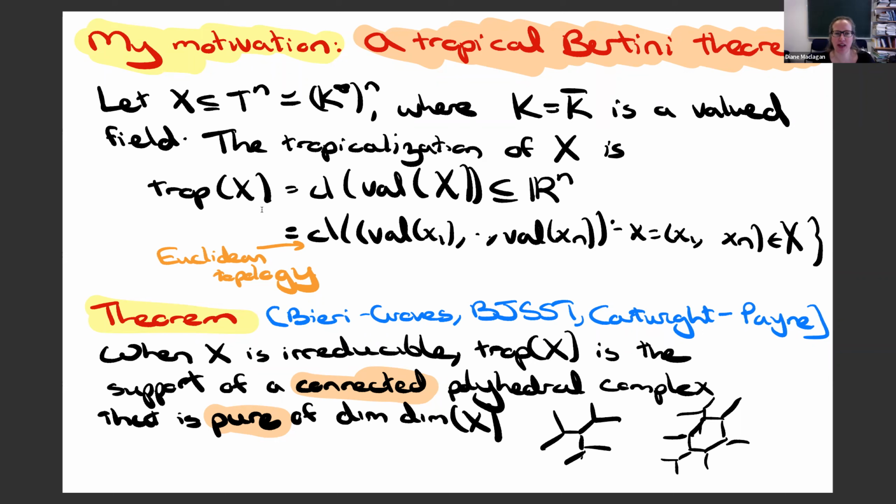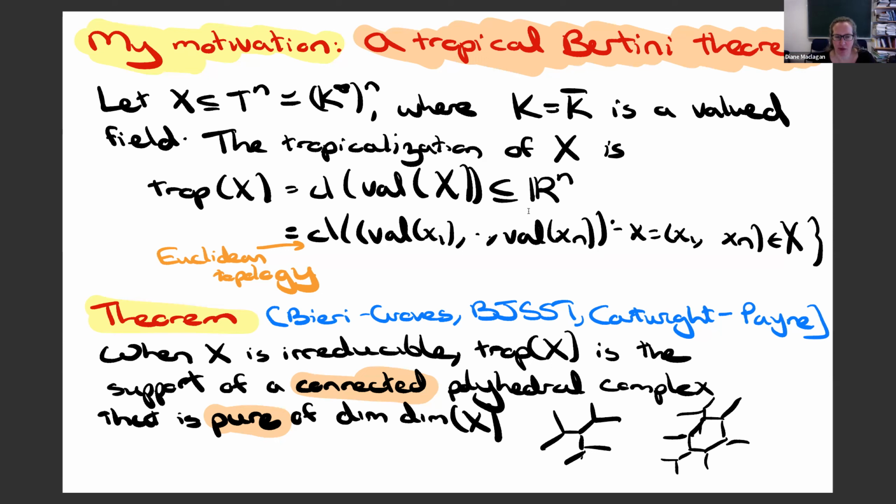The tropicalization of X is going to be then essentially the image of X under the valuation map. So I've chosen coordinates on my torus, k star to the n. That means a point of X comes with coordinates x1 up to xn. And I can just apply the valuation to each of those coordinates, val x1 up to val xn. That gives me a point in R^n. And I can do that for all points in my variety. That gives me a collection of points in R^n. And the miracle, what makes tropical geometry work, is that this is not just some arbitrary subset, but it has a lot of structure.